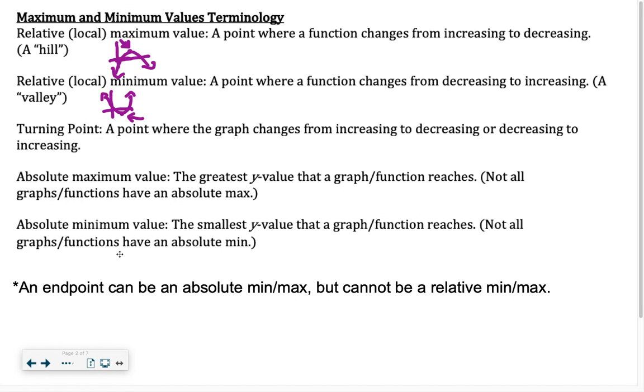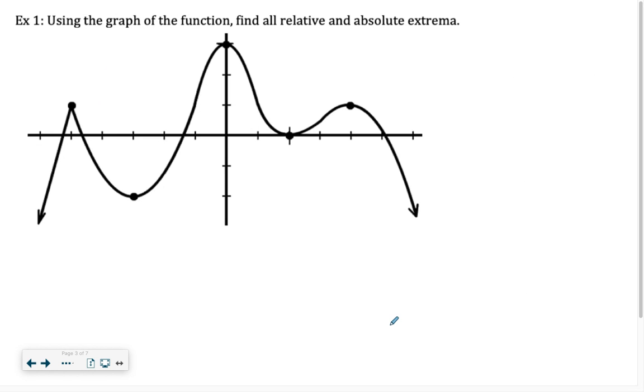Now, I put a little note down here as well to make sure that we remember an endpoint. Okay, if we have a graph that stops on the left or the right and doesn't continue on forever, it is possible for an endpoint to be an absolute min or a max. It could be the absolute highest or lowest y value that we reach on the graph, but we would not describe it as a relative min or a max. Okay. So an endpoint can be an absolute minimum or a maximum, but an endpoint cannot be a relative minimum or a maximum. So let's take a look at an example.